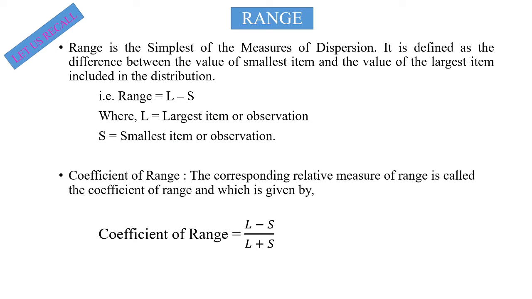Let us recall first. In our last lecture we learned range. Range is the simplest of the measures of dispersion. It is defined as the difference between the value of the smallest item and the value of the largest item included in the distribution. That is, range is equal to L minus S, where L is the largest item or observation and S is the smallest item or observation.